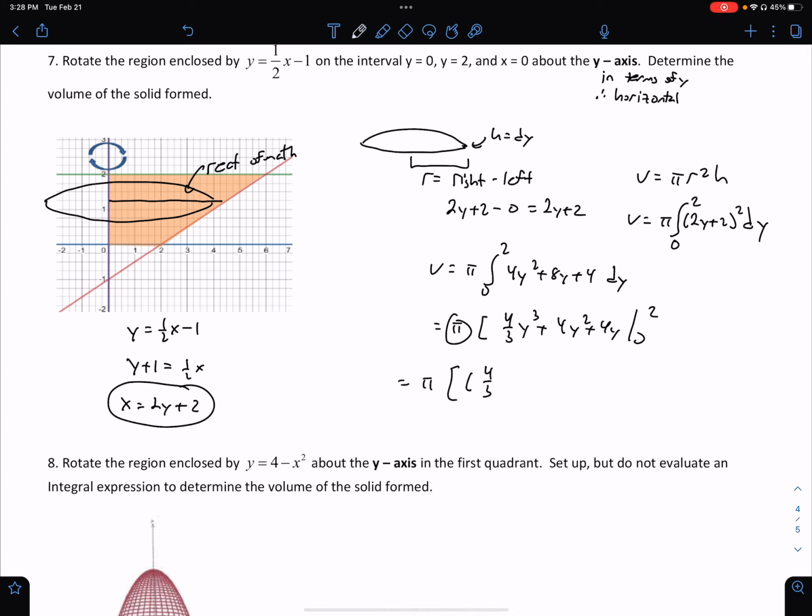We have 4/3, y, 2 cubed is 8, plus 4 times 4 plus 8. Plug in the 0, 0 plus 0 plus 0. We like zeros in here. Not on homeworks, but in math, we like zeros. And if we want to clean this up a little bit, that's 32 over 3 plus 16 plus 8 pi. And there's your answer.